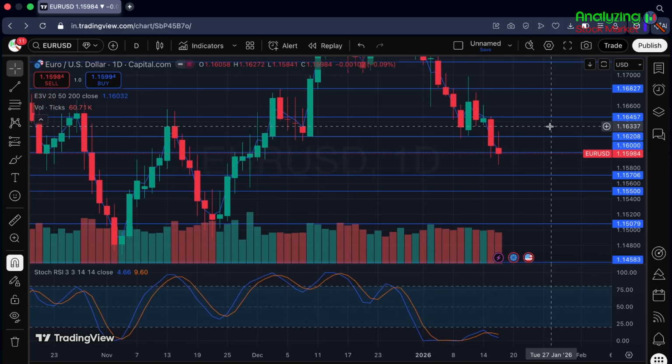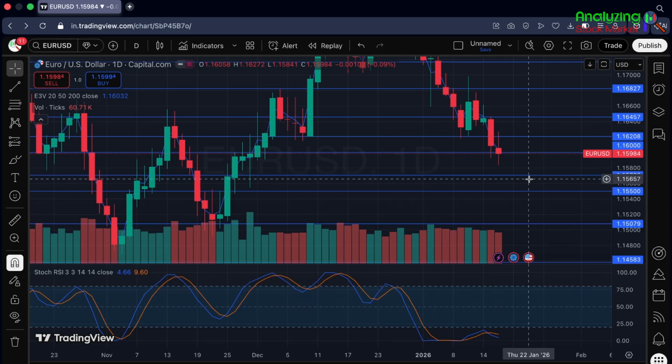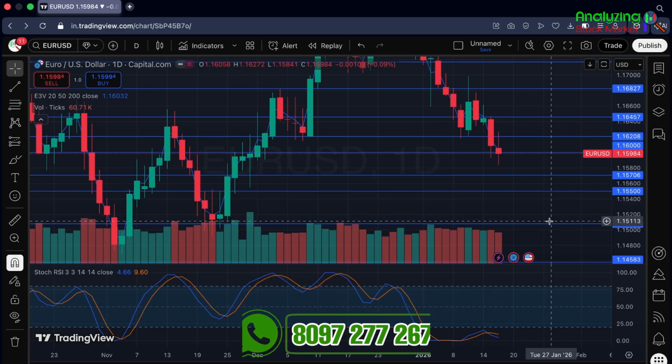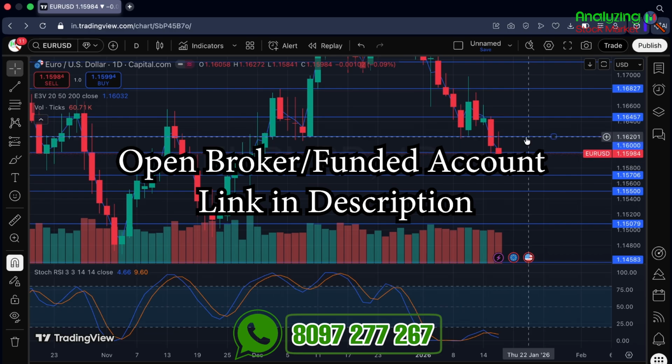If you are going for any short trade, then only go for a short trade once 1.15706 gets breached and a 1-day or a 4-hour candle gets closed below this. Then you can go for a short till 1.15500. If this gets breached, then you can go for a short till the next level as well. Overall, my expectation is a bit positive.